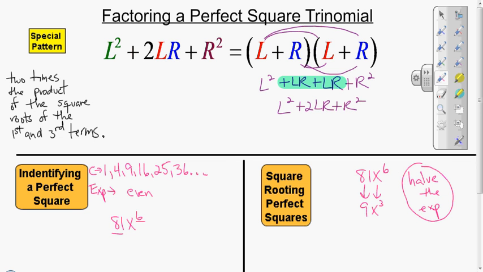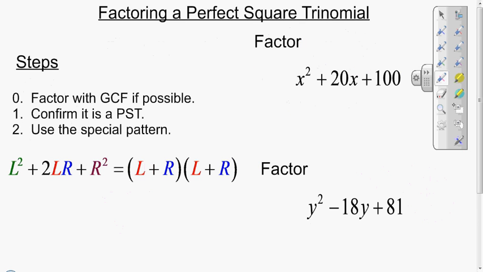Okay, so let's take a look at some examples and some steps I've written out for you. Factoring a perfect square trinomial. As always, in all factoring, I look for step 0, GCF: factor with the greatest common factor if possible. We joke around and say that it's got to come first. That's what GCF sort of means too, because we always look to do GCF first. Then confirm that it's a perfect square trinomial.